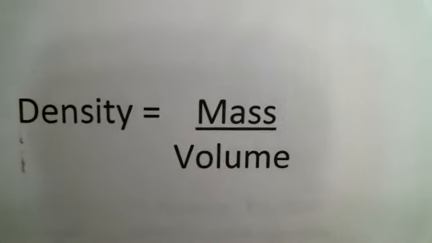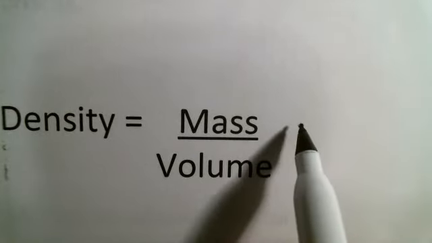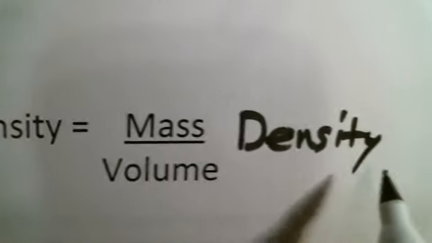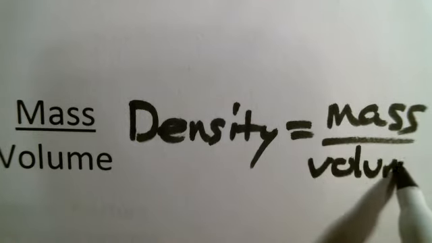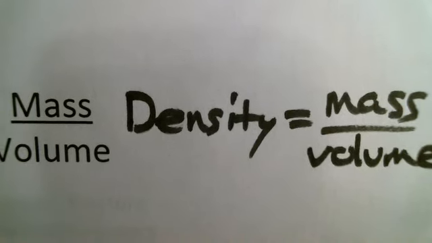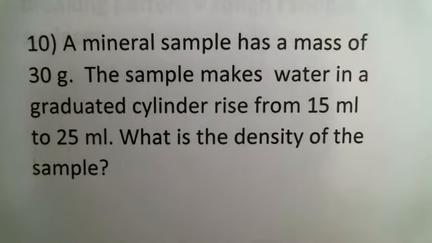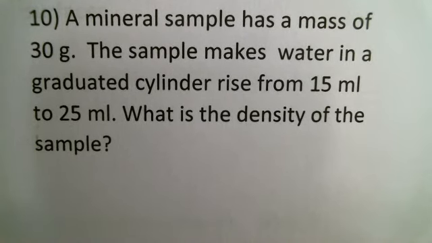Next, we have the equation density equals mass divided by volume. Would you please copy that once again off to the side here? Please copy the equation right next to where I have it typed for you. Now let's use that equation. Number 10, a mineral sample has a mass of 30 grams. The sample makes water in a graduated cylinder rise from 15 milliliters to 25 milliliters. What is the density of the sample?